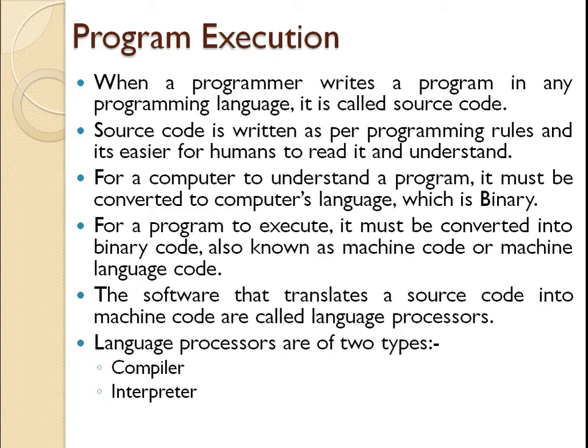So when a programmer writes a program in any programming language, it is called source code. Source code is written as per programming rules, and it's easier for humans, that means us, to read it and understand. For a computer to understand a program, it must be converted to computer's language. And you know, the language of computer is binary only. That means the language of 0 and 1. Everything should be represented in the form of zeros and ones.